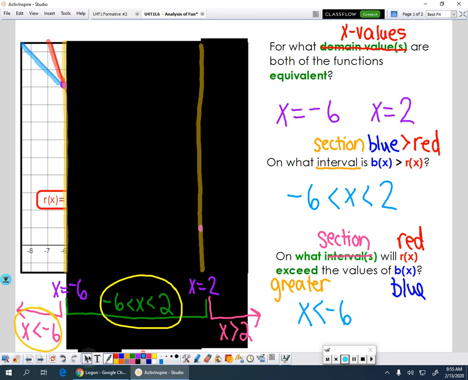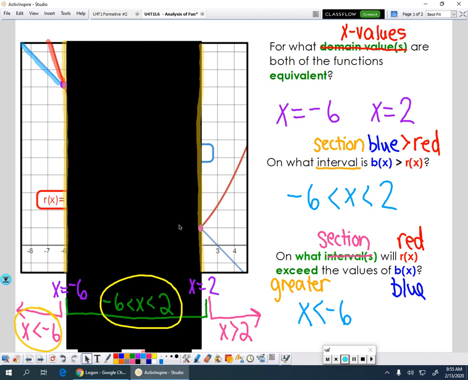Now we know it's not the middle section, but let's double check this right-hand section too. Look at your blue line, which is here. Look at your red line, which is here. We can see our red line is greater, which means this section also is an answer to our question, that our red line is greater than our blue line when x is greater than 2. Okay, so understanding your questions is really important to being able to read these graphs.